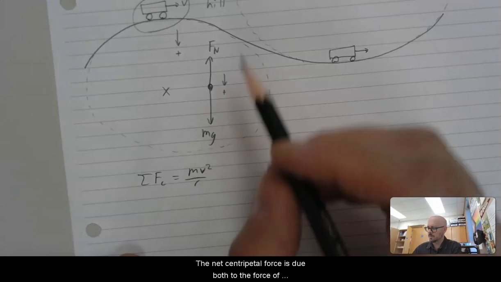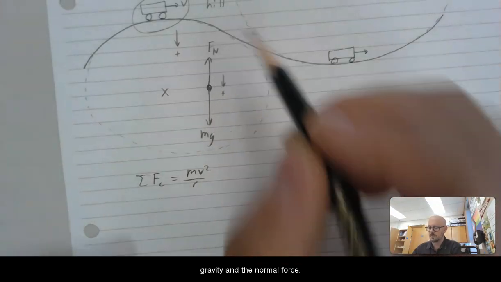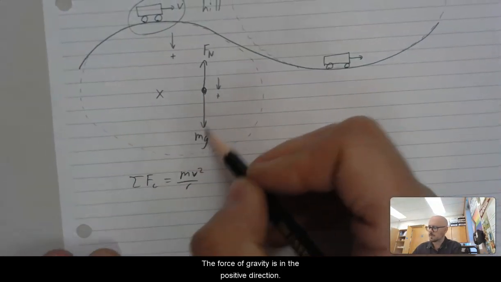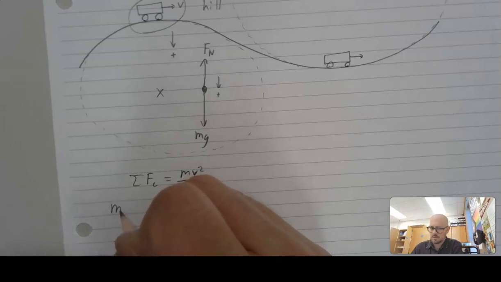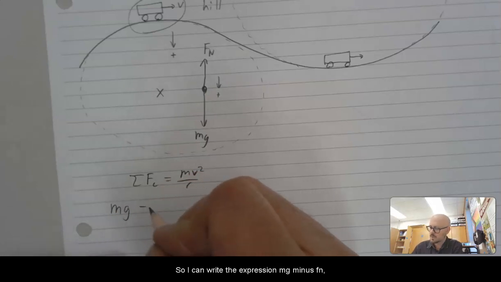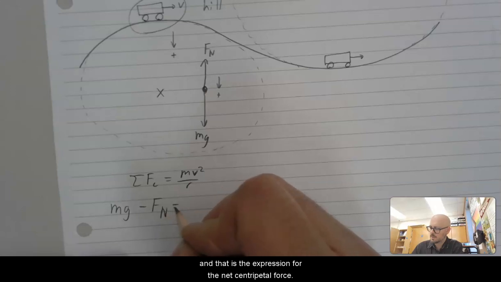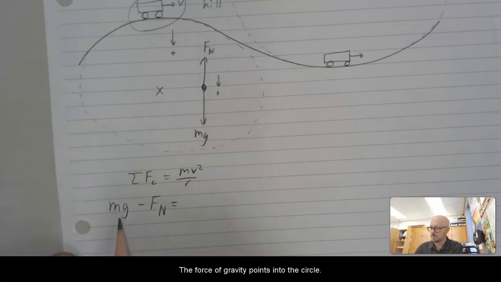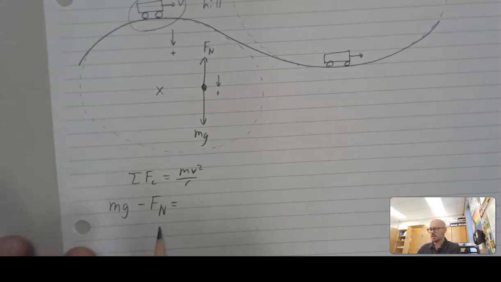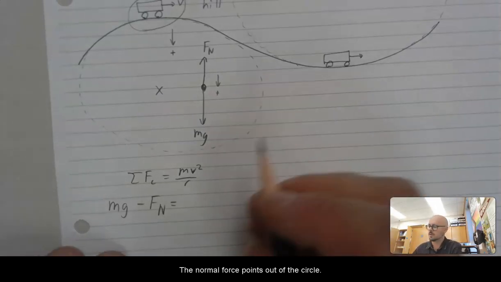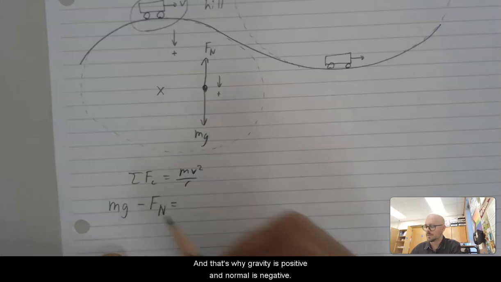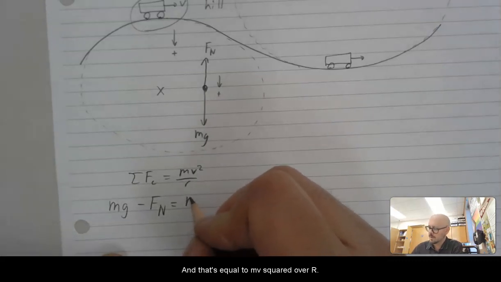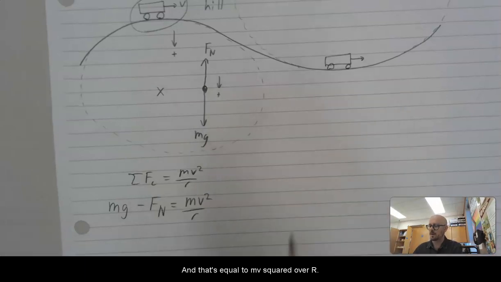The net centripetal force is due both to the force of gravity and the normal force. The force of gravity is in the positive direction, so I can write the expression mg minus Fn, and that is the expression for the net centripetal force. The force of gravity points into the circle, the normal force points out of the circle, and that's why gravity is positive and normal is negative. And that's equal to mv squared over r.